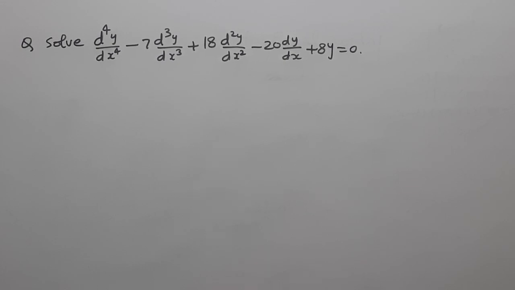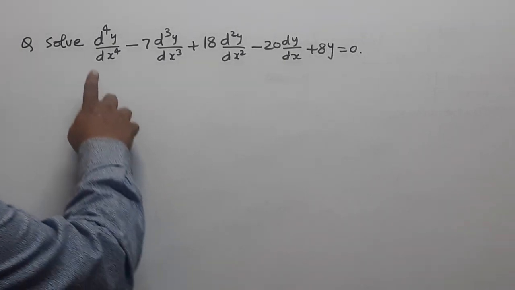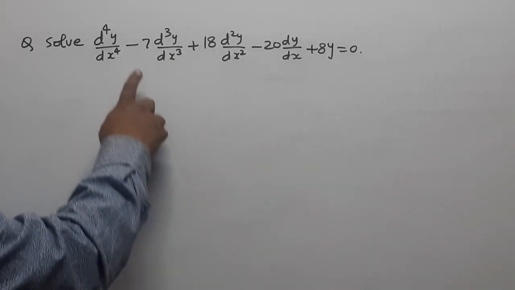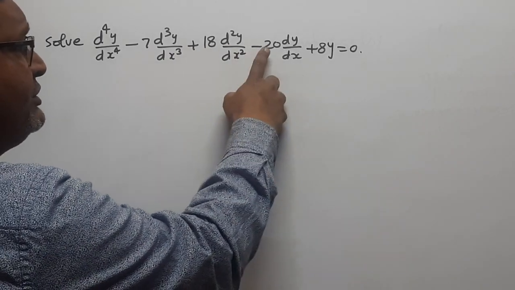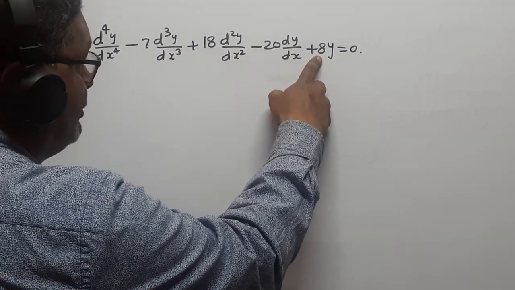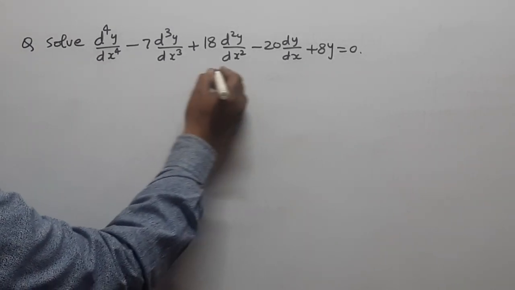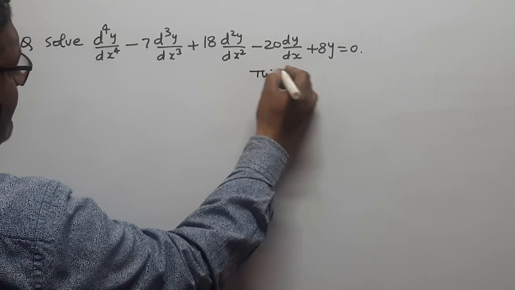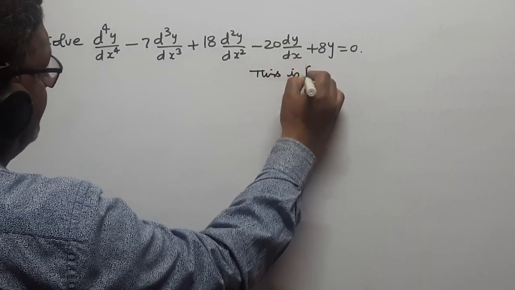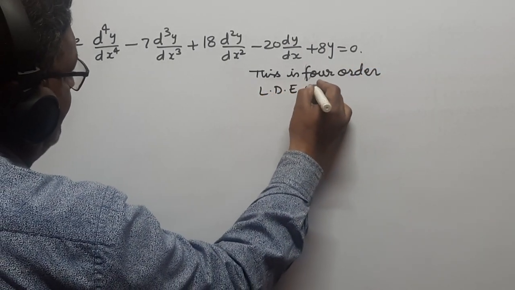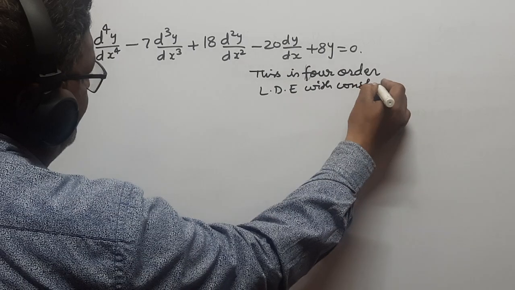We take a second example. You can see here this is a fourth order linear differential equation with constant coefficients. Here minus 7 is a constant, 18 is a constant, minus 20 is a constant, and 8 is also a constant. So this is a fourth order linear differential equation with constant coefficients.